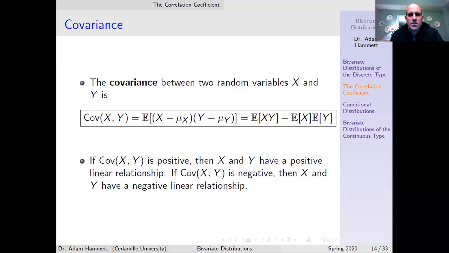Hi everyone. Let's go ahead and get back to this bivariate distribution stuff we were talking about.